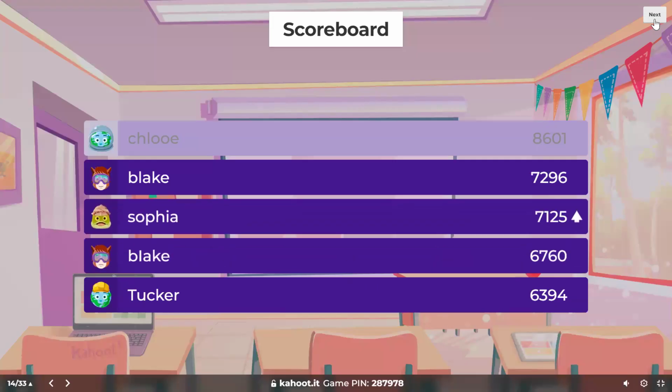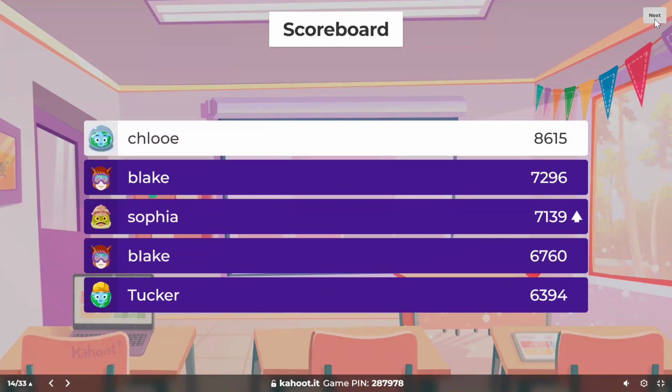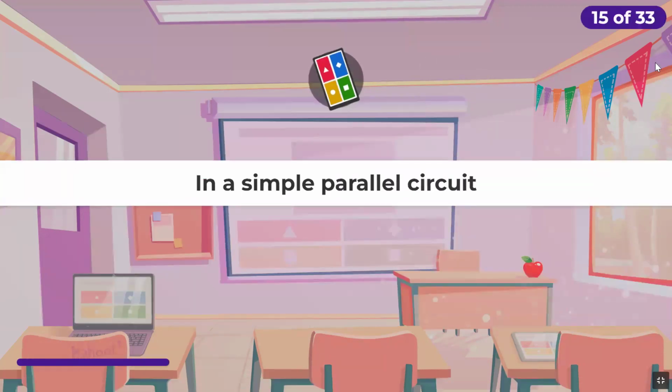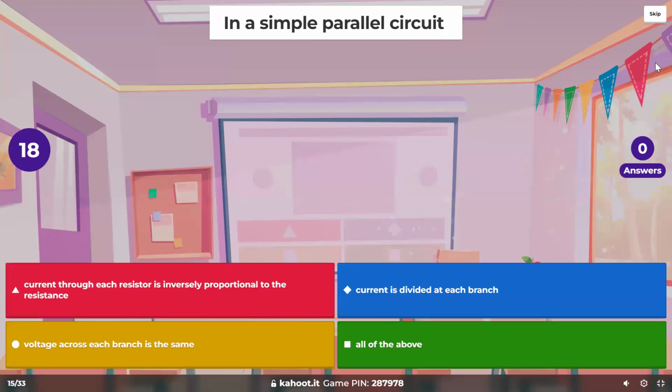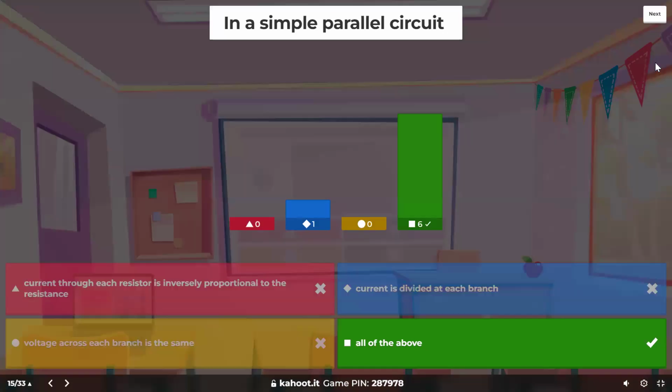So, Kirchhoff and friends. Sophia moving up. Blake, Chloe still in the lead. In the simple parallel circuit, so we're sticking to parallel, is it current through each resistor is inversely proportional to the resistance, current is divided in each branch, voltage across each branch is the same, or all of the above? Yeah, there you go. All of the above. Those are all true.